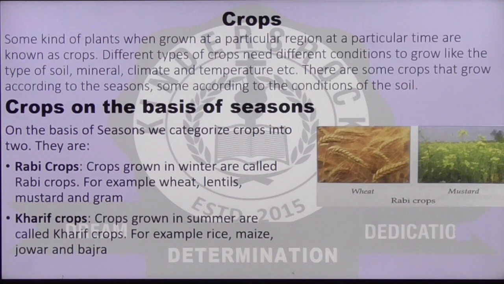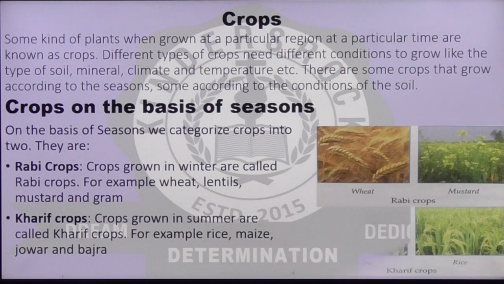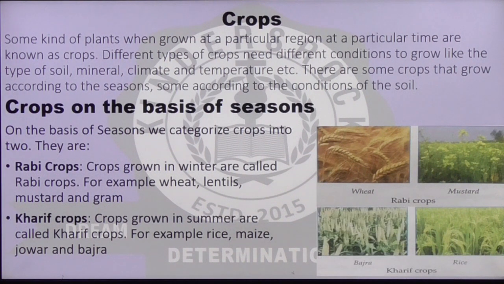Then we have the Kharif crops. Crops grown in summer are called Kharif crops. For example, rice, maize, jawar and bajra. Remember that. Crops that are grown in summer, गर्मी के मौसम में जो फसल उगती है उसे खरीफ फसल कहते हैं. Examples are rice, maize, jawar and bajra. There you have the picture of the kharif crops, bajra and rice.